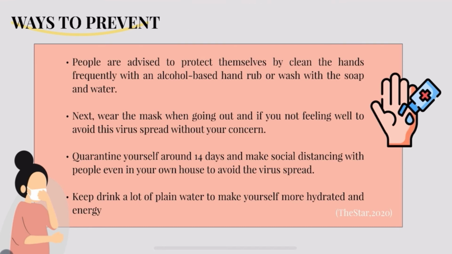Next, quarantine yourself for around 14 days and practice social distancing with people even in your own house to avoid the virus spread. Social distancing should be practiced at least 1 meter apart between each person. According to WHO, the aim of social distancing is to slow the spread of disease by stopping chains of transmission of COVID-19 and preventing new ones from appearing. And lastly, drink a lot of plain water to make yourself more hydrated and energetic.